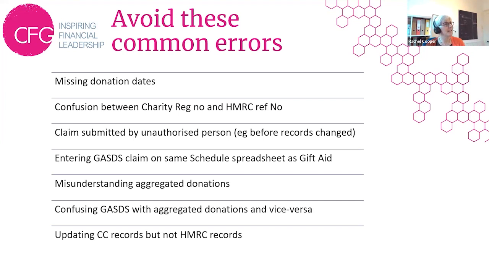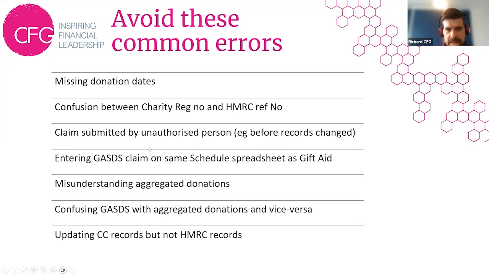Right. The kinds of things that people miss out on the claim forms are the donation dates. They also put in their charity registration number, not their HMRC number, or vice versa. So make sure you're doing that, because by the time you've got 58 different reference numbers and authorisation codes and activation codes, it's not surprising. We've talked about claims being submitted by unauthorised people, and HMRC just bounce them. It's not like other places where they will turn a blind eye. They bounce them. I think we've talked about all of these really.